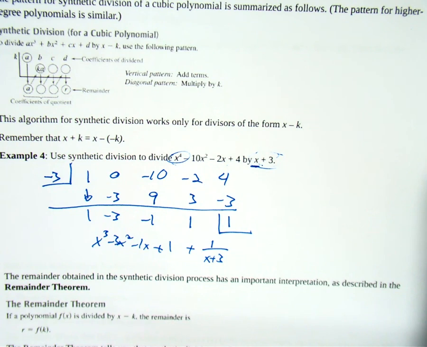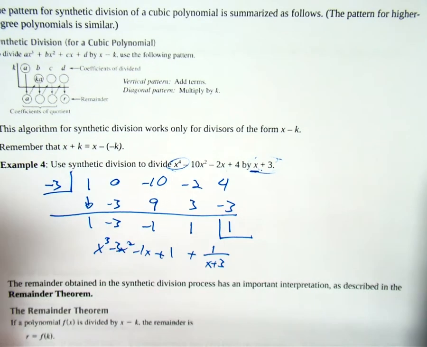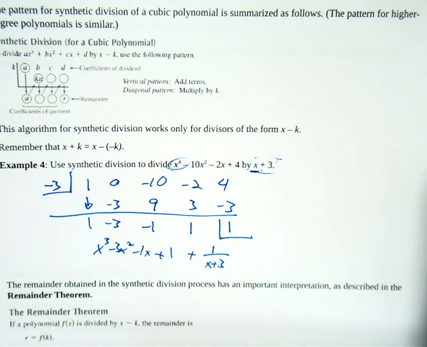So much more fun than the long division. But this one doesn't work for things bigger than like x plus or minus something, right? If you're going to divide by like 2x squared plus 3x plus 4, then you got to do long division.